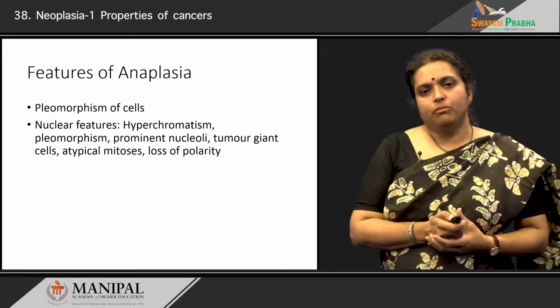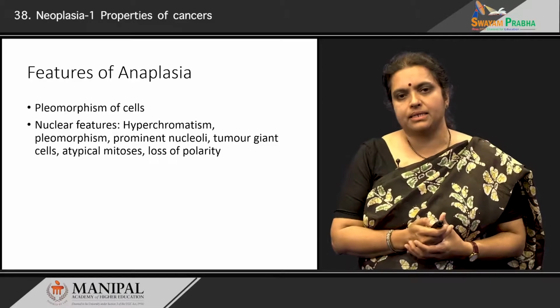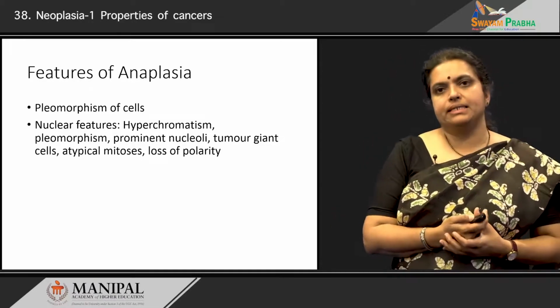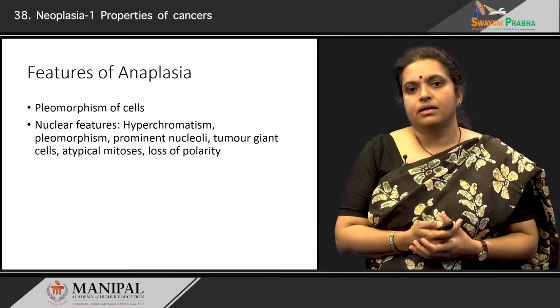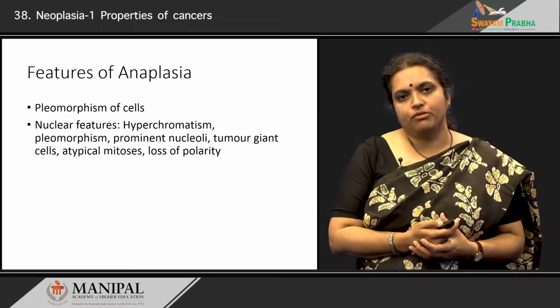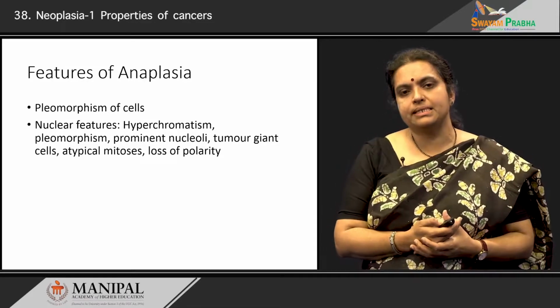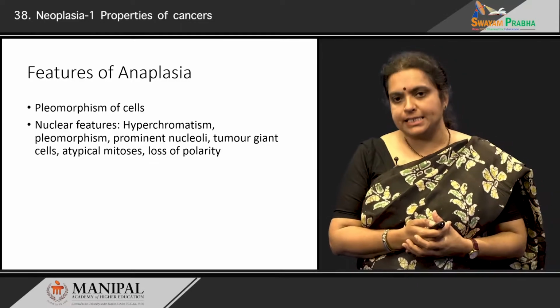Now, what are the morphological features of anaplasia? When do we say that, when we look at a cell, that it is anaplastic or less differentiated? One feature is pleomorphism of cells. Now, what do you mean by pleomorphism? Pleomorphism means there is difference in size and shape of the cells.